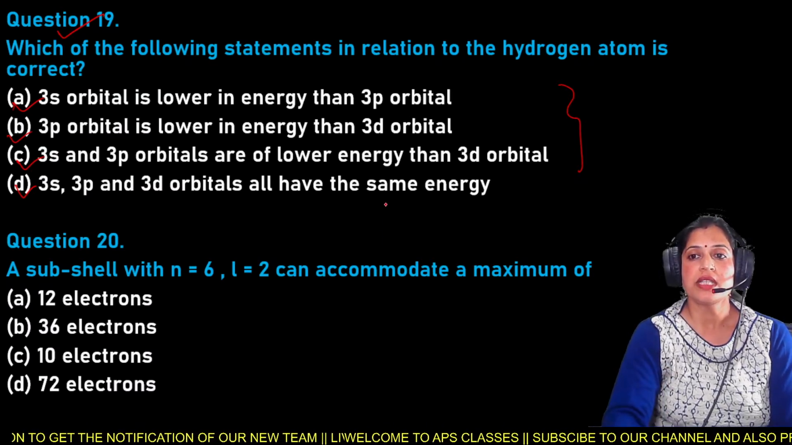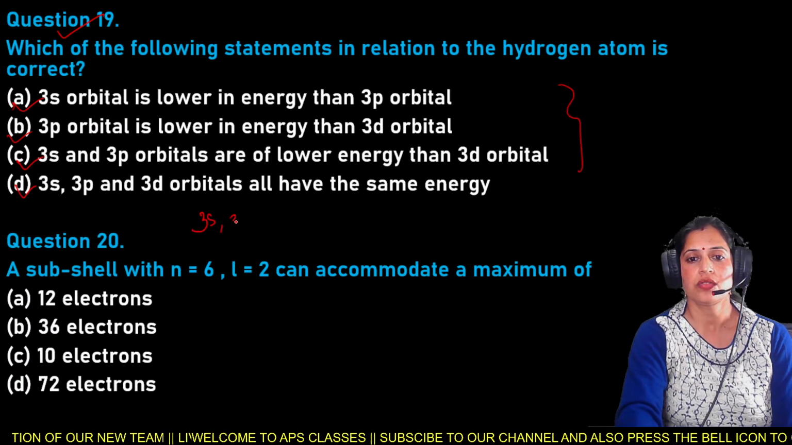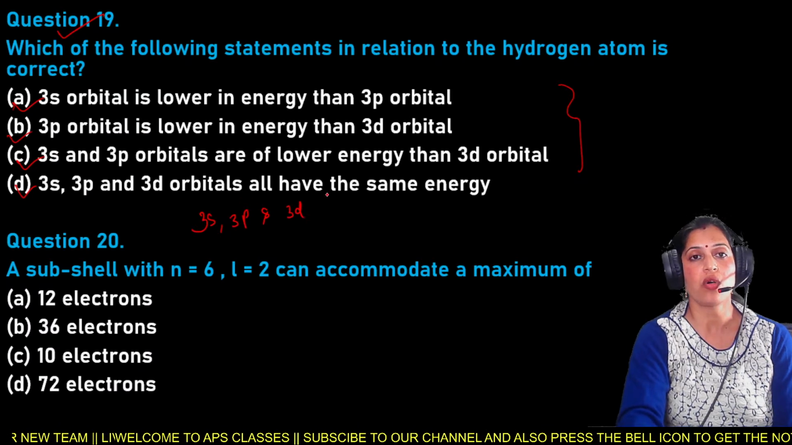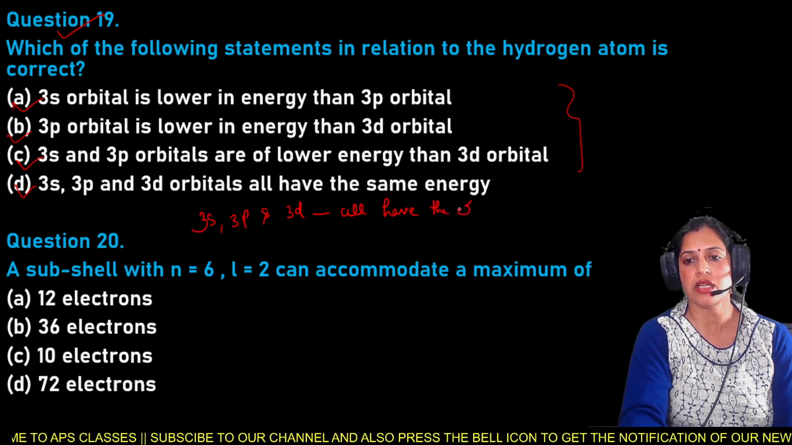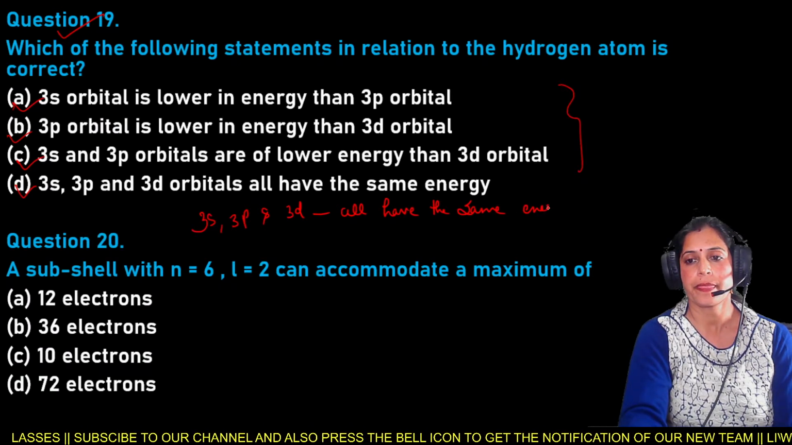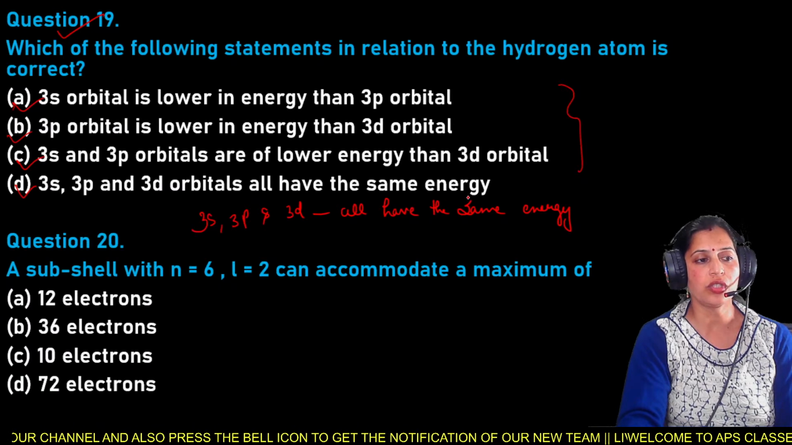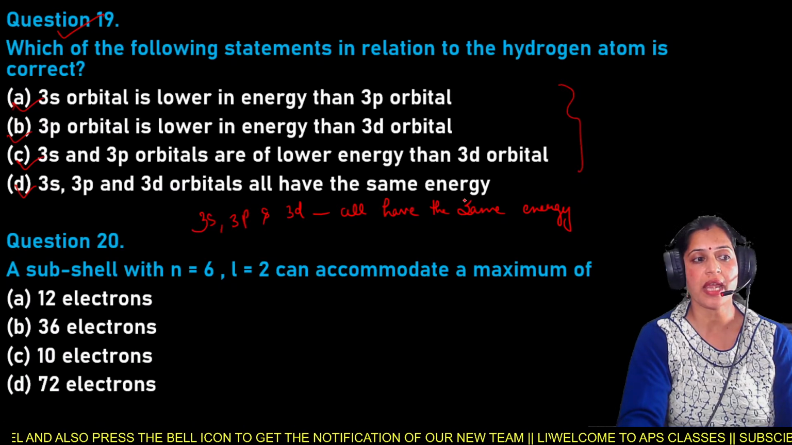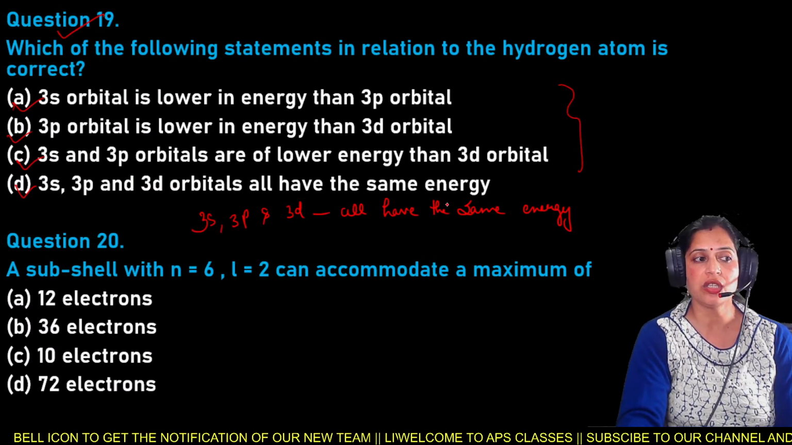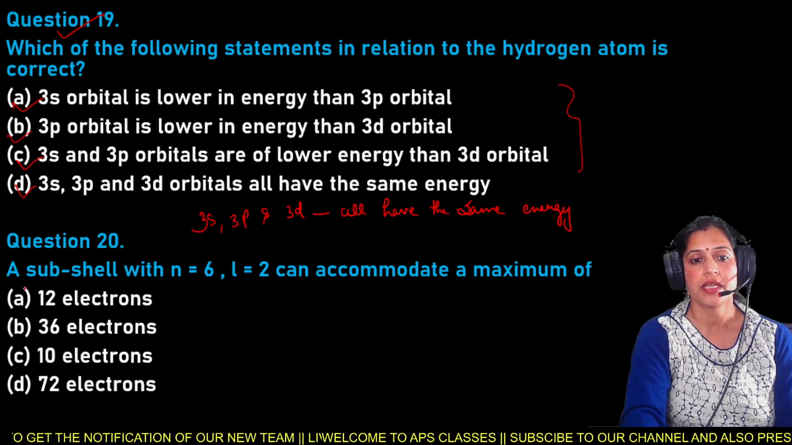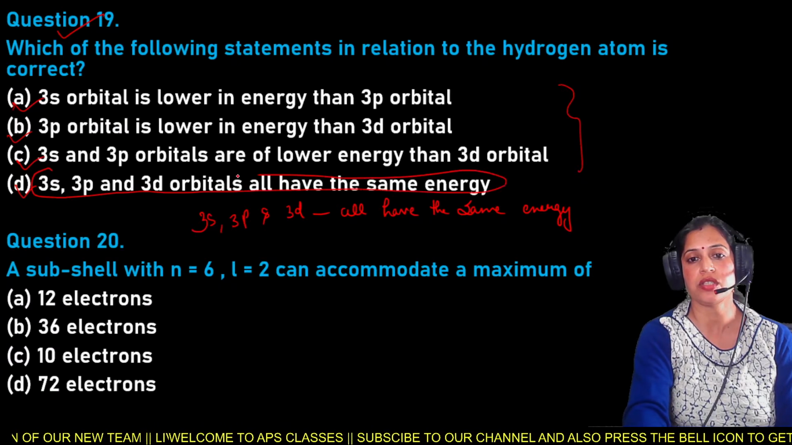So the correct statement in relation to the hydrogen atom is that 3s, 3p and 3d orbitals all have the same energy. This is question number 19. Because a hydrogen atom has a 1s1 configuration, its 3s, 3p and 3d orbitals will have the same energy. So this is the right answer.